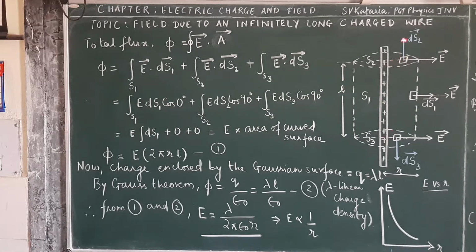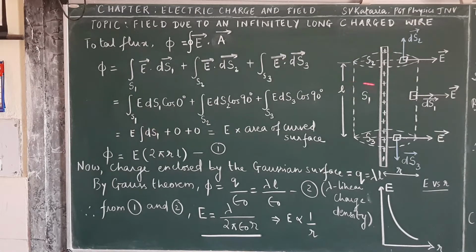Similarly, for these two surfaces, the field is outward, but the area vector is an outward normal vector. So here if we see, the angle between E and ds2 is 90 degrees. Similarly, the angle between E and ds3 is 90 degrees. Thus, these two terms come as 0. So we are left with E ds1. Cos 0 of course is 1. Now E is uniform, so E is out of integration and we are left with integration of ds1.